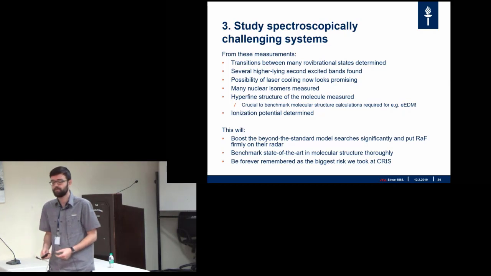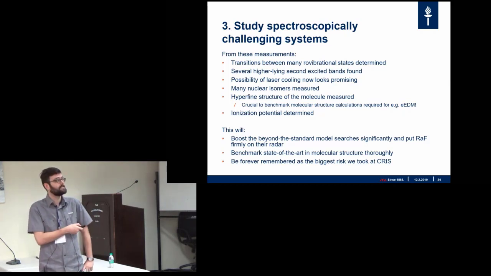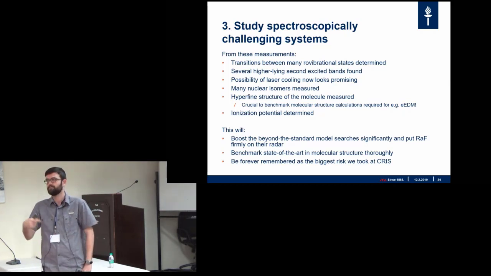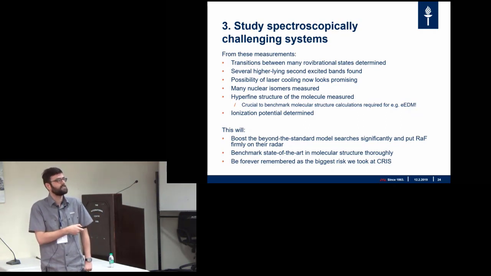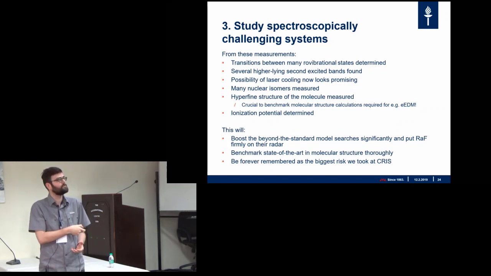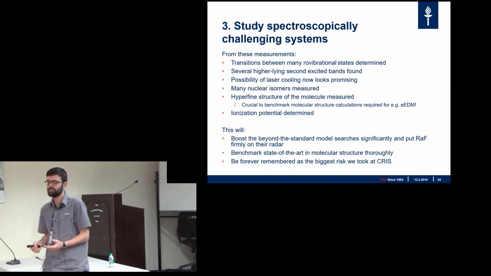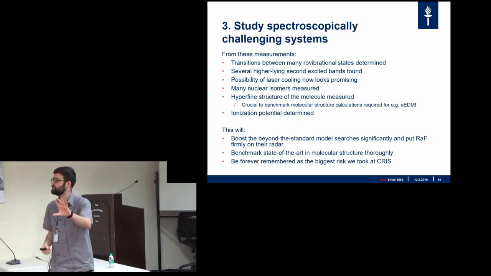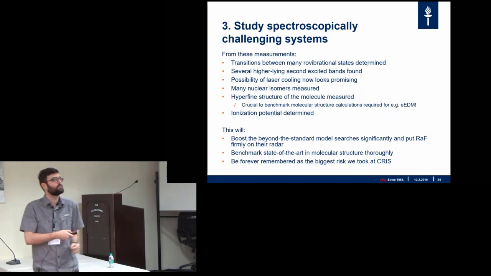Now, what did we get from these measurements? And there's a lot. We identified transitions between many rotational, vibrational, and rovibrational states. We identified higher lying excited states. We also did multi-step laser ionization schemes. So we've developed a whole lot. Crucially, it seems from this structure that there is the possibility of laser cooling this molecule, which is maybe not so important for us, but for this community that wants to do beyond the standard model physics, this is vital. If we had shown you cannot laser cool radium fluoride, I think the community would have lost interest immediately. So this was really a crucial observation.